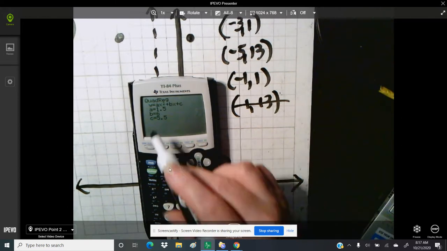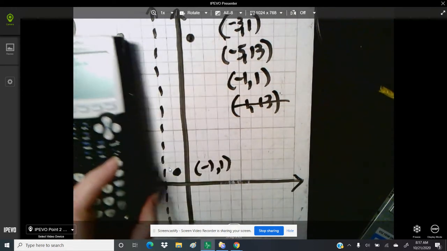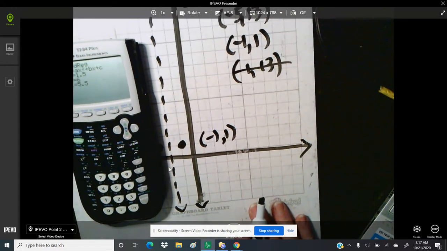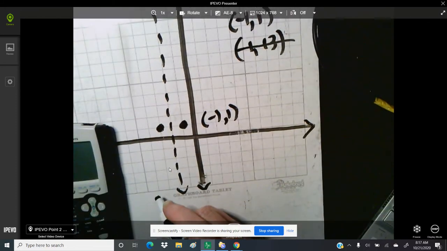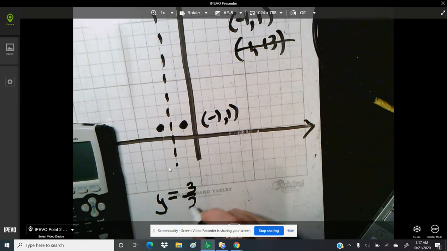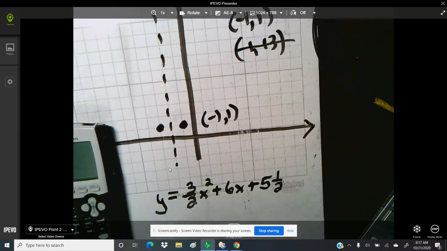It'll tell you that your A value is 1.5. Well, that's easy for me to change into a fraction. That's just going to be 3/2. My B value is 6, and my C value is 5.5. Again, it's pretty easy to change into either a mixed number or an improper fraction. So you know that your equation would be, can you see it here? Y, I'm going to erase a little bit of this. Y equals 3/2x squared plus 6x plus 5.5, or you could call that 11/2 if you wanted to. It doesn't really matter.